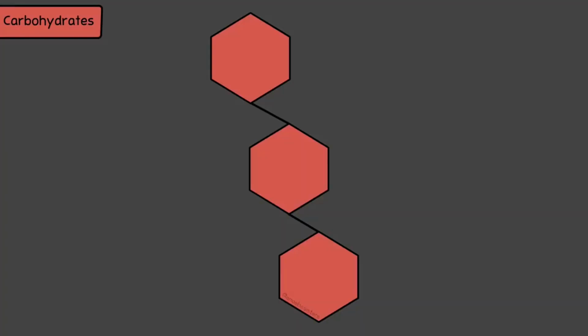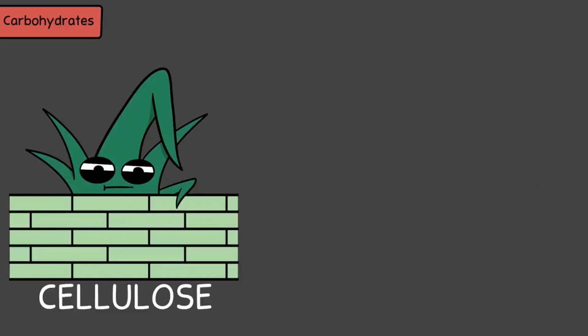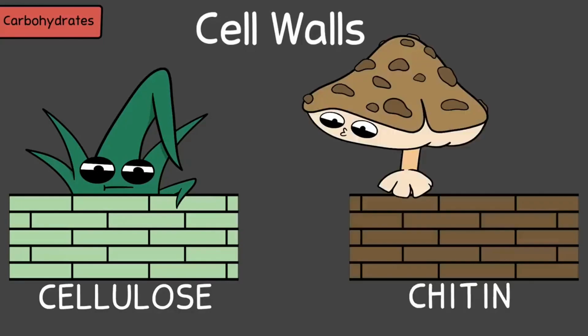So how are carbohydrates important to an organism and the structure and function of its cells? Well, plants have cell walls of carbohydrates, specifically a large one known as cellulose. Fungi have cell walls of carbohydrates too, specifically one known as chitin. Fun fact: that carbohydrate chitin is also what makes up the exoskeleton of insects.